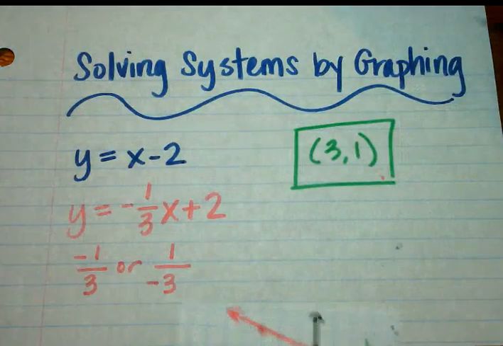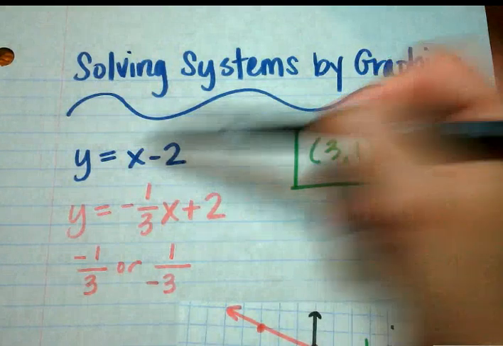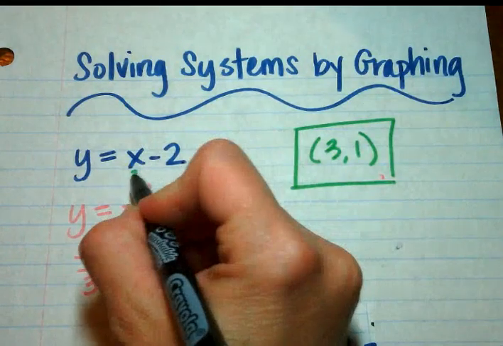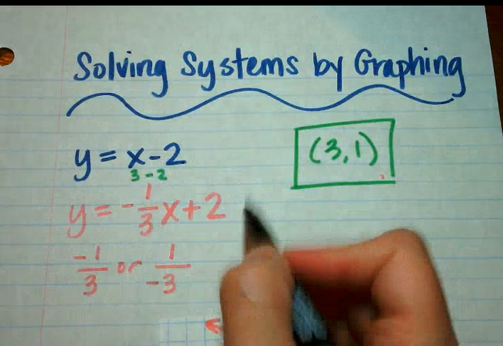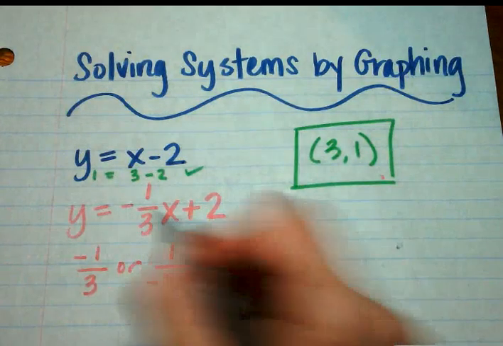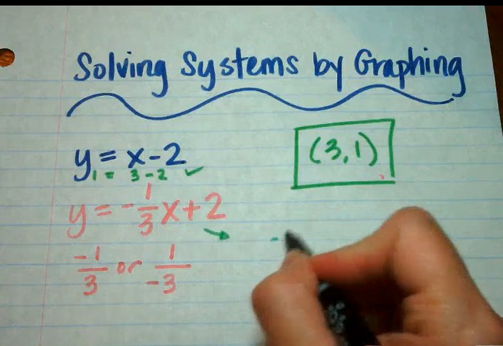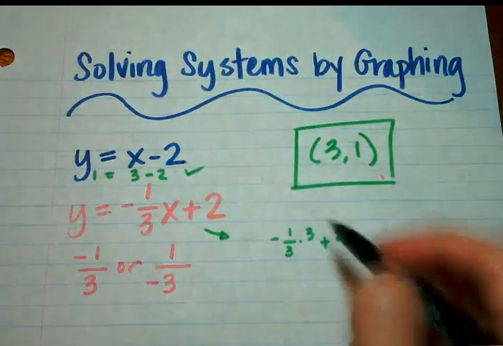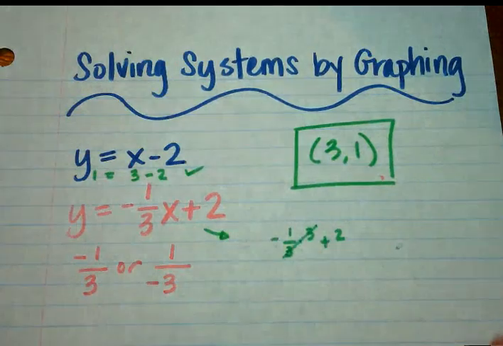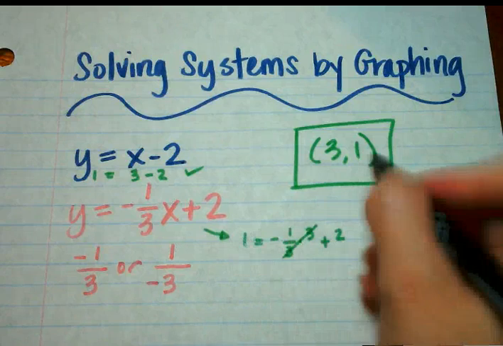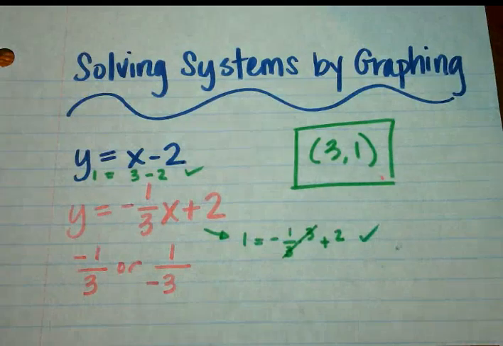And the way we can check that is if we fill in 3 for x, we should get 1 for y. So just to run a quick check, if we fill in a 3 for x, 3 minus 2 equals 1. So it works there. If we fill in a 3 for x on this problem, we would have negative 1/3 times 3 plus 2. And right here, those will cancel. So we get negative 1 plus 2, which equals 1, which is what it's supposed to equal. So that's just a way to check your answer. So that's solving by graphing.